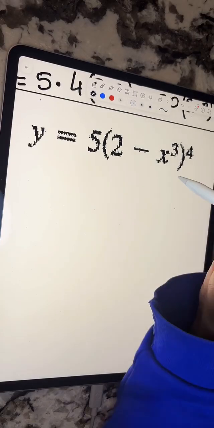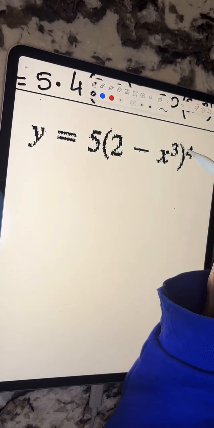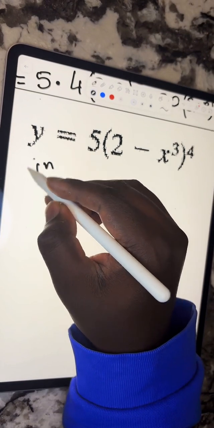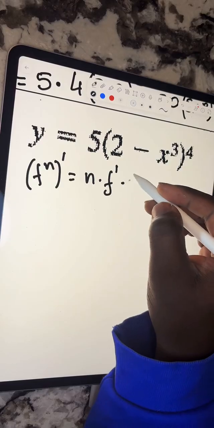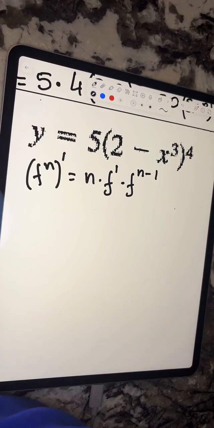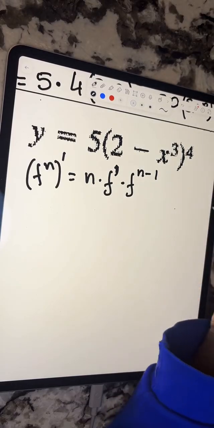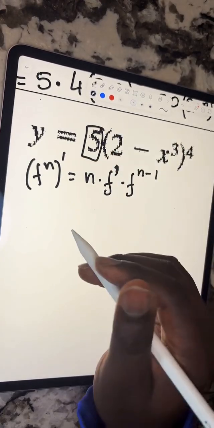Okay, so here I have y is equal to 5 times 2 minus x cubed to the power of 4. Let's use what we said. So we said that f to the power of n, prime, would be n times f prime times f to the power of n minus 1. Are we all on the same page, guys? Let's get the likes up. Okay, this is f prime, by the way. What I will do is ignore the 5.